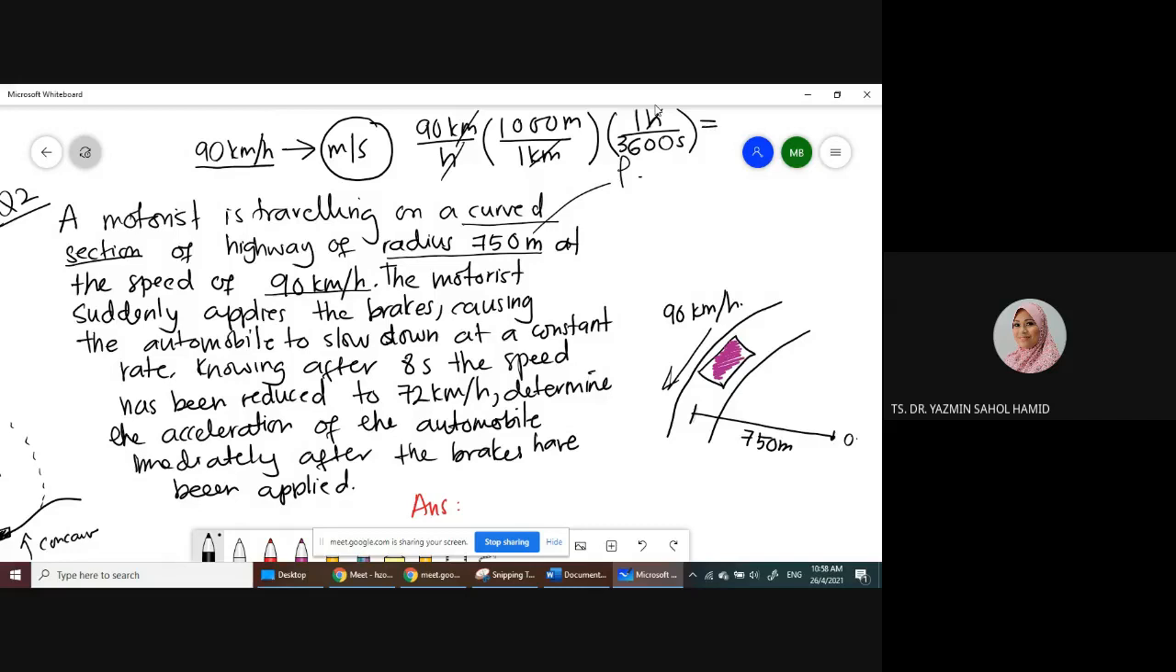So what is the answer? 25. 25 meter per second. Okay, good. So that is the speed, 90 kilometer per hour.